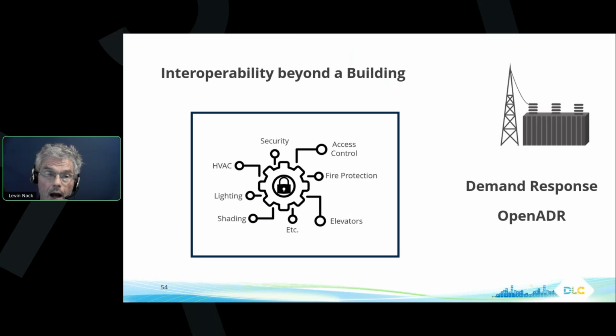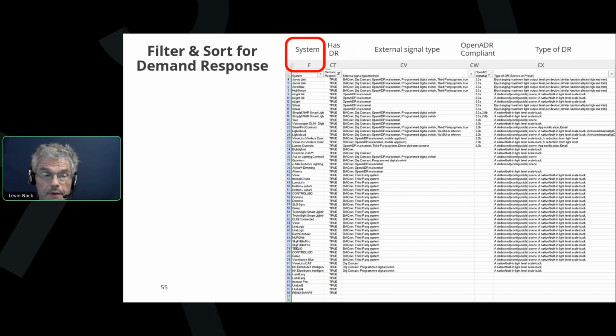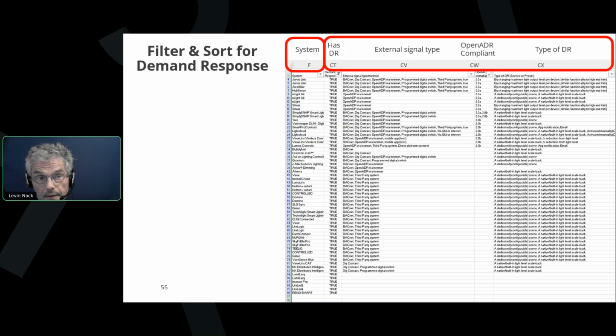So next, we'll look at demand response as an example of how you can sort and filter the downloaded QPL to support product selection. In this view of the downloaded list, I started by hiding all the columns between the system names in column F and the demand response section that starts at column CT. That way I can see in the same view the system names on the left and also the group of columns about DR that starts at column CT.